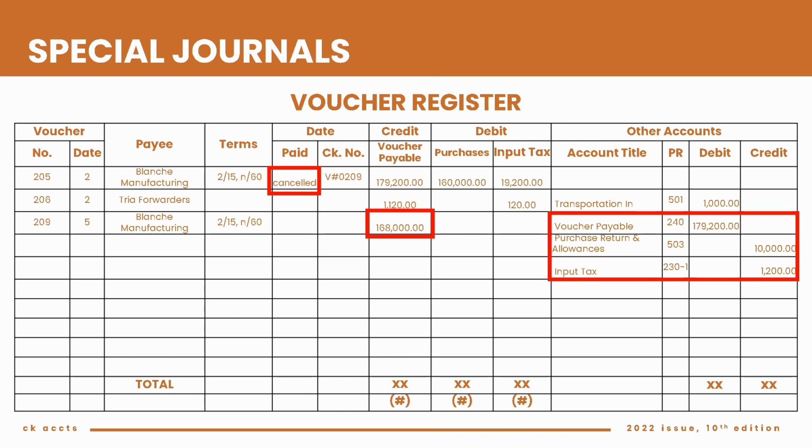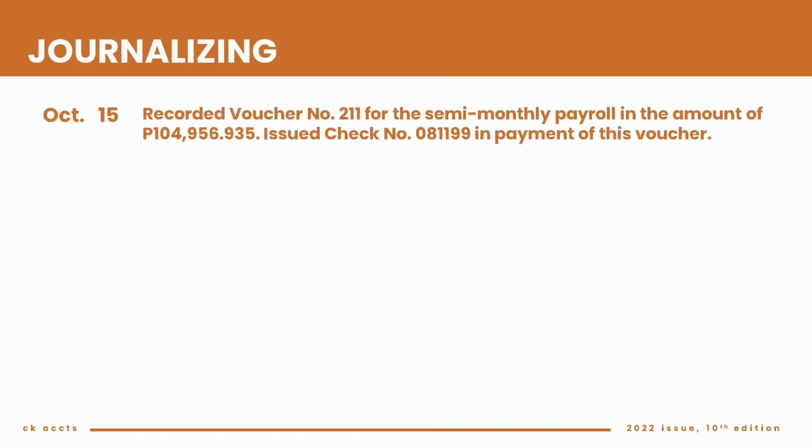Okay. For the last type of transaction that we recorded in this voucher register, that's October 15. So, recorded voucher number 211 for the semi-monthly payroll in the amount of 104,956.935. So, issue check number 081199 in payment of this voucher. Again, we will see the term recorded voucher. Okay? So, this is applicable for voucher register recording.